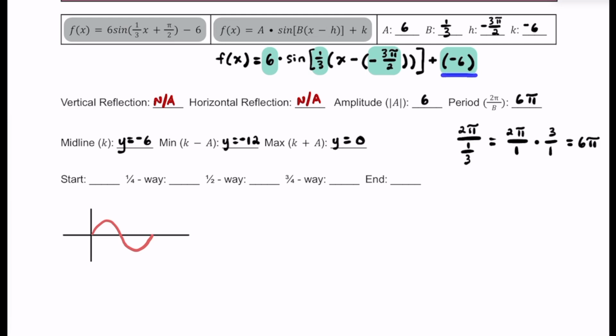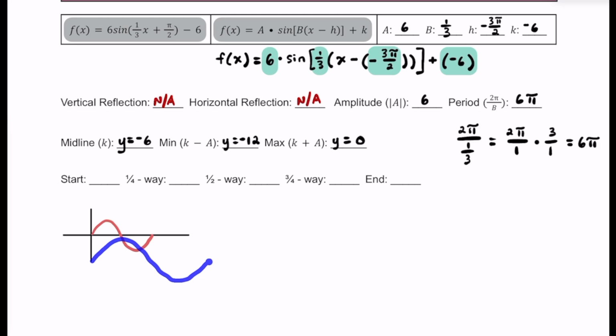So first, this negative 6 for k just means that we're shifting this whole thing down 6 units. The next thing is really the period is 6 pi, so it's going to be 3 times longer in the horizontal direction. So maybe it looks something more like this. All right. The amplitude is this positive 6, so that just means it's going to be going higher and lower than the midline, 6 times higher and lower than normal of an amplitude of 1.